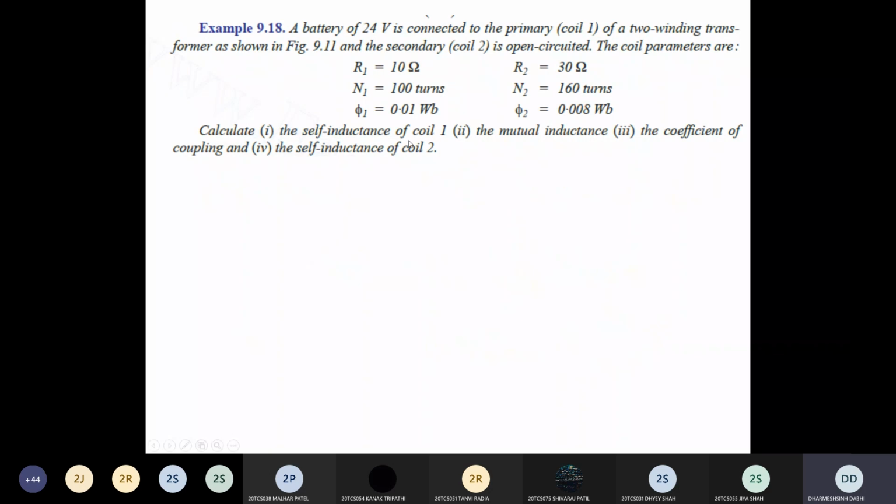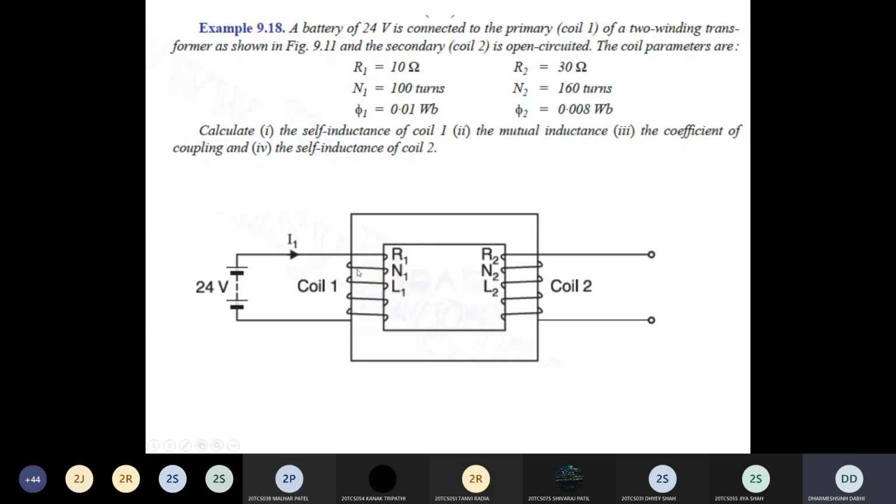Write down a battery of 24 volt is connected to the primary coil 1 of a two winding transformer. You can see here the figure of the two winding transformer, and the secondary coil is open circuited. Secondary coil, that means coil 2, is open circuited.